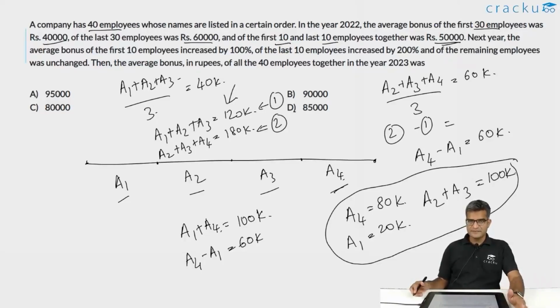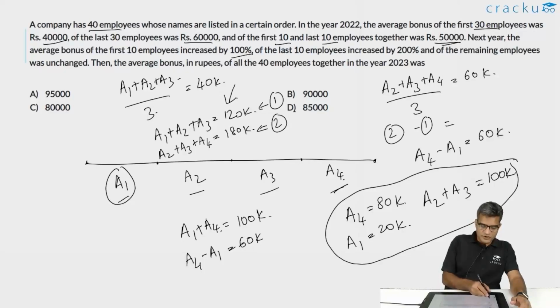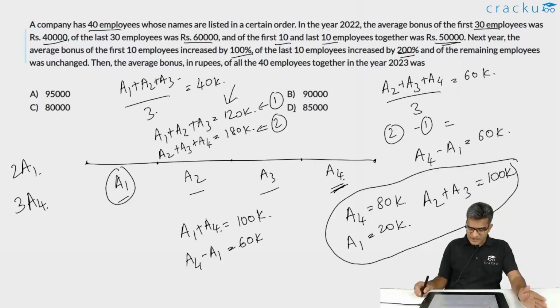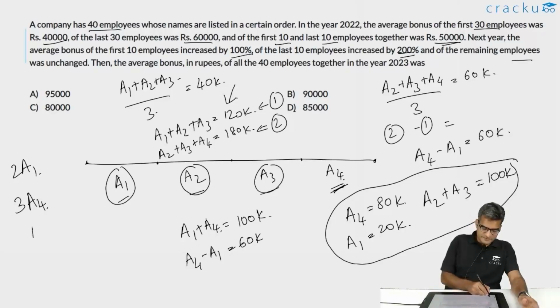Next year we are told that the average bonus of the first 10 employees increased by 100%. So the first 10 employees initially was A1, now it becomes 2A1. It has increased by 100%. The bonus of the last 10 employees increased by 200%. Initially it was A4, now it becomes 3A4 because it has increased by 200%. And the remaining employees was unchanged. So this remains A2 and A3.